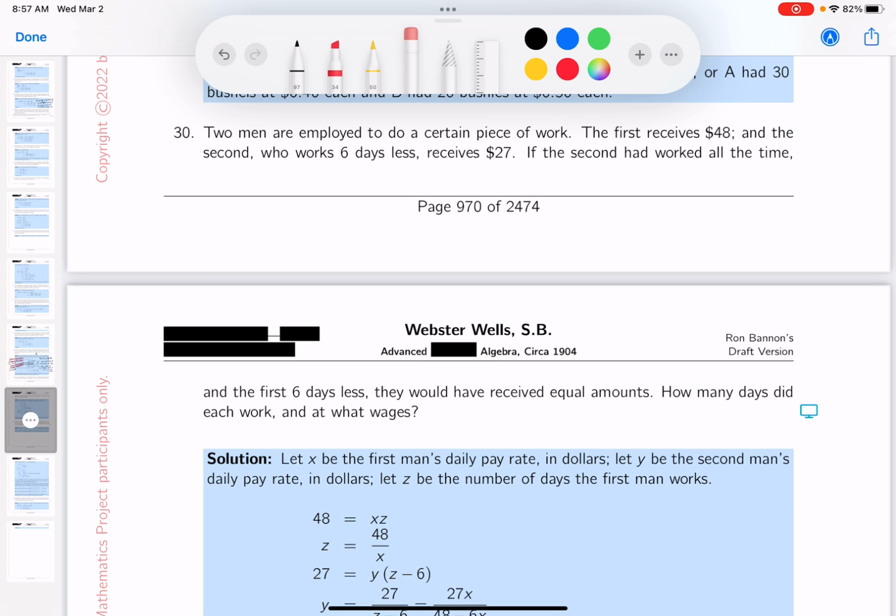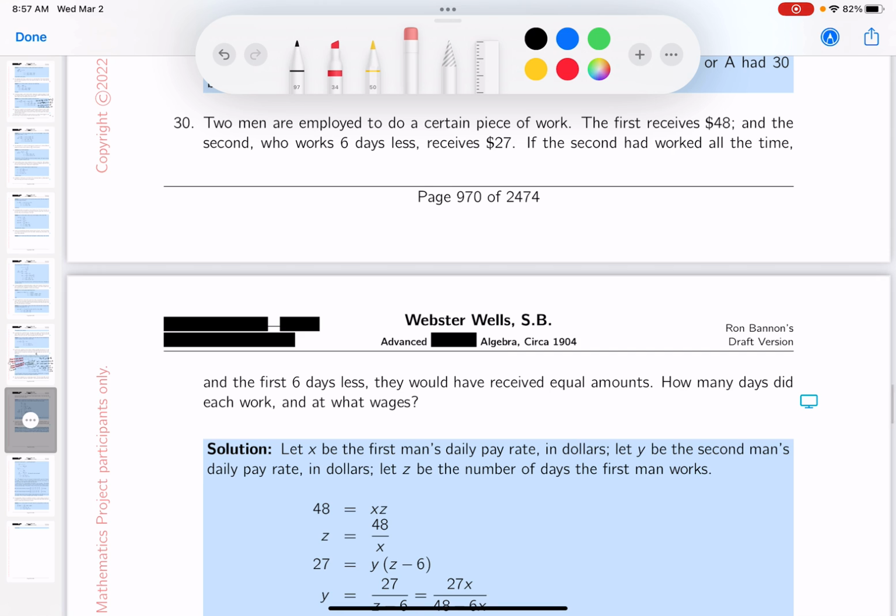I would not go to problem number 30. I would do problem number 1, number 2, number 3, and I'll try to build my strength up to get to problem number 30. Number 30 is a more difficult problem. And as I go through it, I'm looking at the key now. This is my key. And I want to read it to you. It says, 2 men are employed to do a certain piece of work. The first receives $48, and the second, who works 6 days less, receives $27.